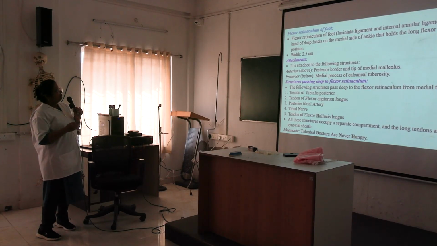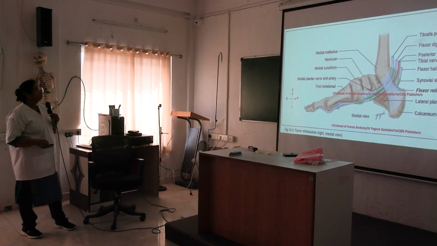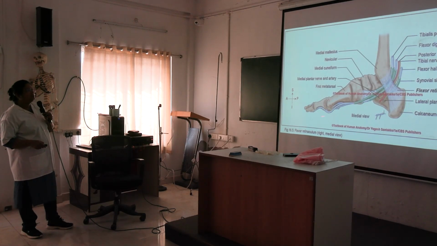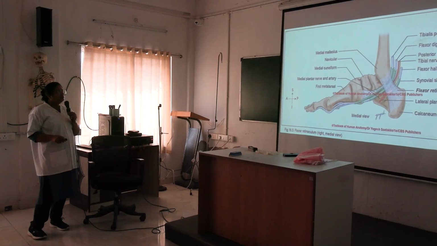Okay, so here are the structures: tibialis posterior, flexor digitorum longus, posterior tibial artery, this is the tibial nerve, flexor hallucis longus. Okay, and this is the flexor retinaculum, attaching the calcaneum with the medial malleolus. Okay, understood? And here these tendons are going into the sole of the foot, and these vessels and nerves are also going into the sole of the foot.